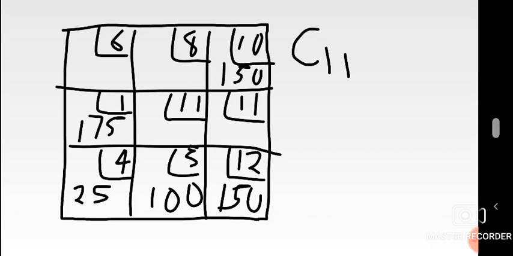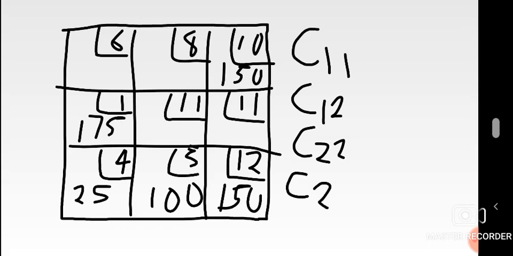The next unallocated cell is the one which is having a cost of 8, and that is positioned on row 1, column 2. That's C12. Next, the next unallocated cell is in row 2, column 2, C22. And the last unallocated cell is in row 2, column 3.